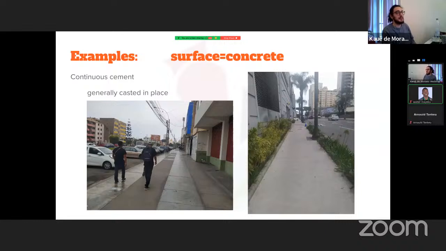It's in good shape. It's a very smooth surface, and it's generally better for thermal comfort than asphalt.